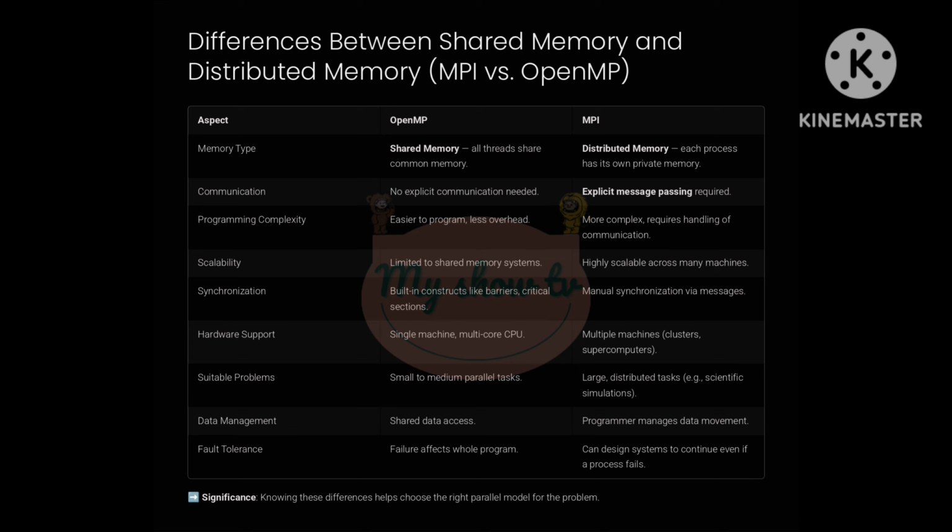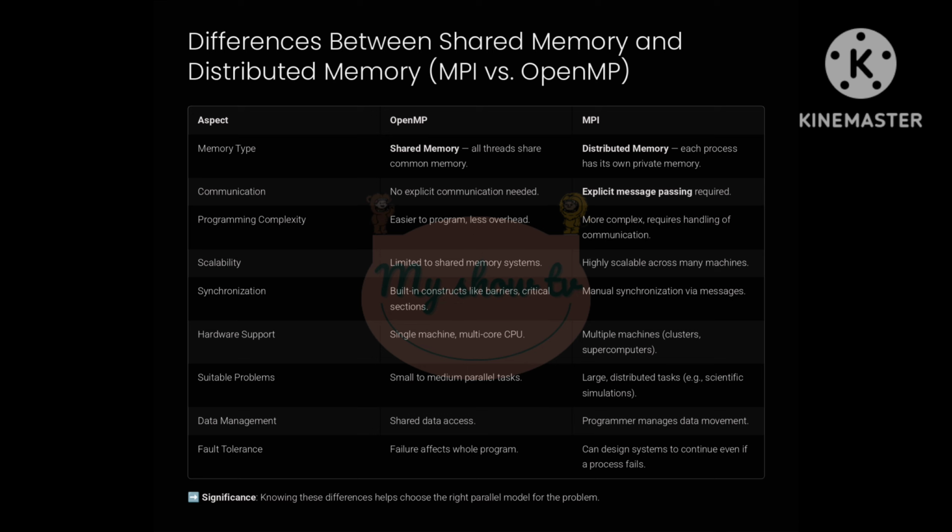2. Communication. OpenMP does not need explicit communication, threads share data directly. MPI requires explicit message passing to share data. 3. Programming complexity. OpenMP is simpler to program, while MPI is more complex due to manual communication. 4. Scalability. OpenMP is limited to systems with shared memory, like a single multi-core machine. MPI can scale across many computers, making it suitable for large clusters.